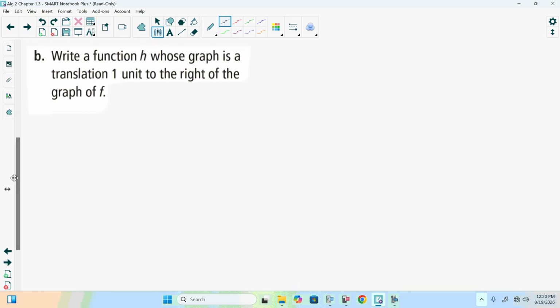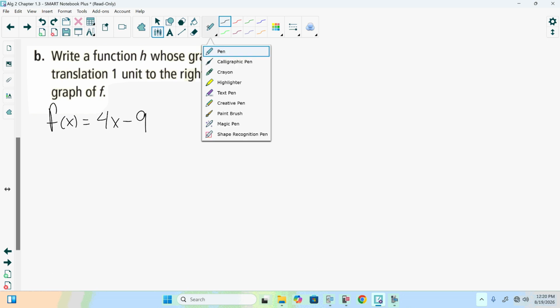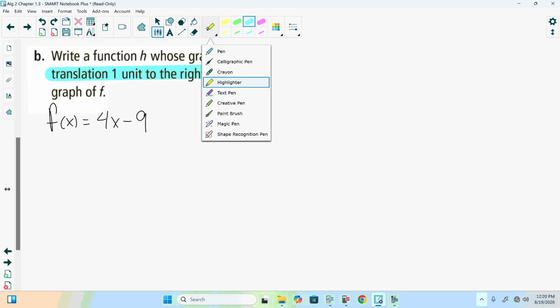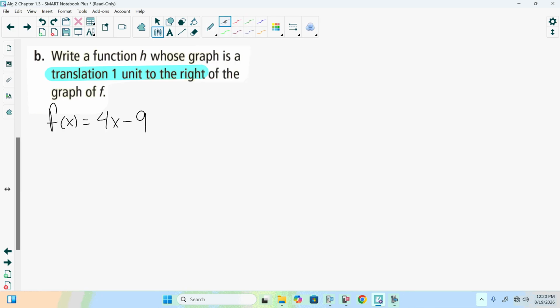We'll still need the function f of x. F of x equals 4x minus 9. And it'd be good to note that we're translating it 1 unit to the right. And again, they wanted us to call it h of x.